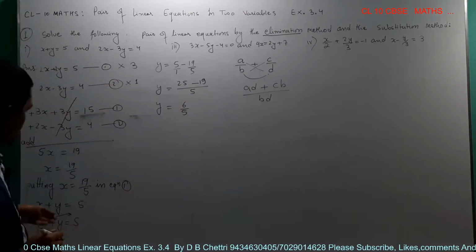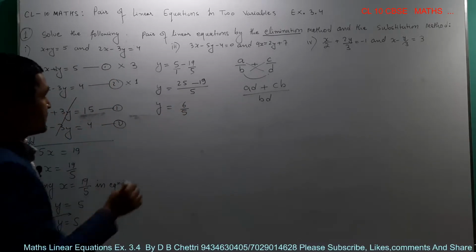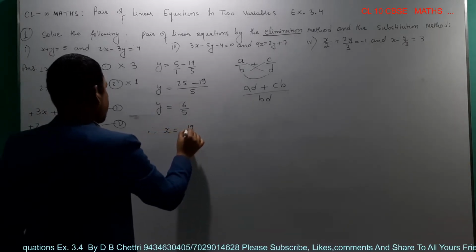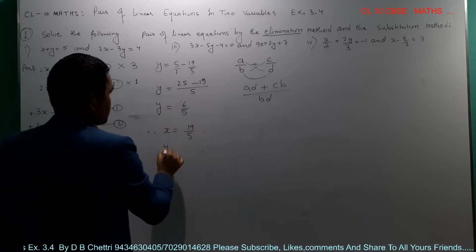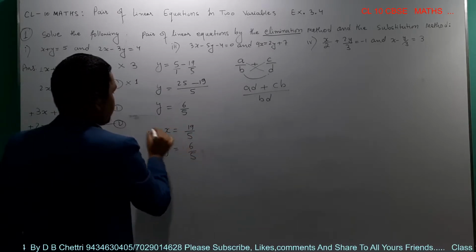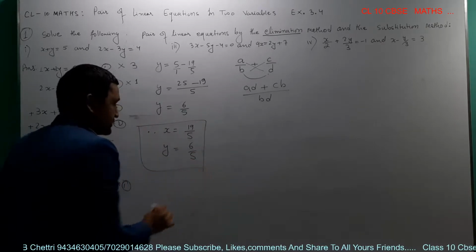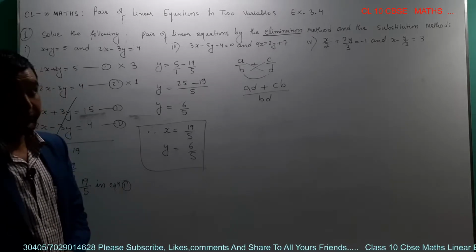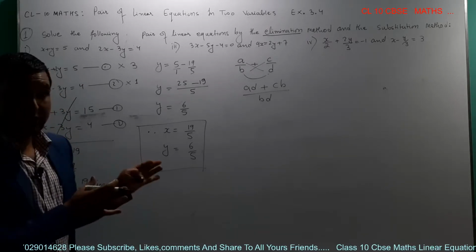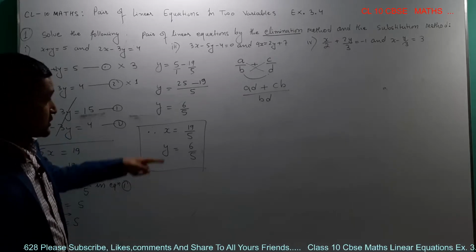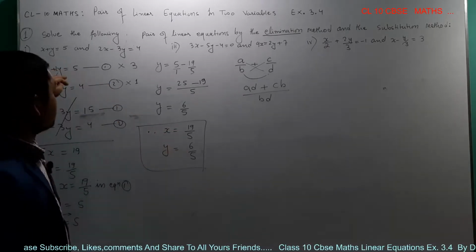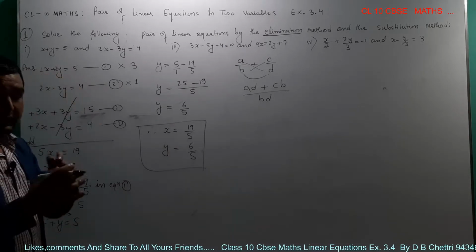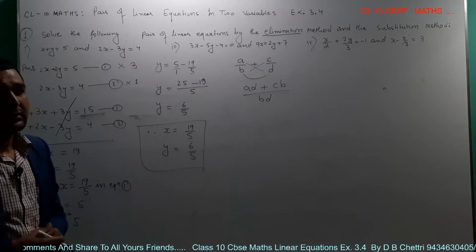Therefore, we got the values of x and y. x equals 19 upon 5, and y equals 6 upon 5. After solving the equations, if you have some doubt whether the answer is right or wrong, just substitute these values in one of the equations and check it. After substituting, if the left hand side and right hand side are both the same, it means your answer is right.